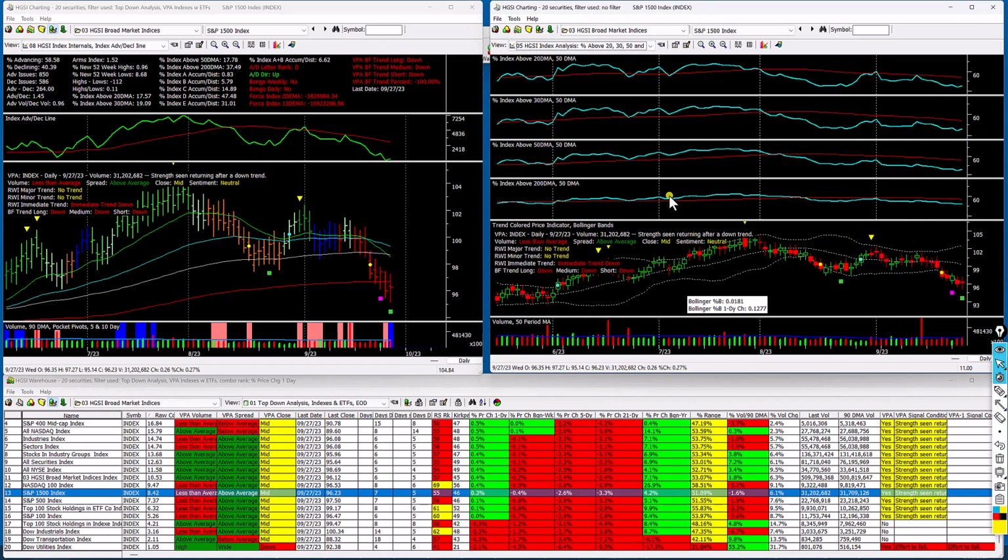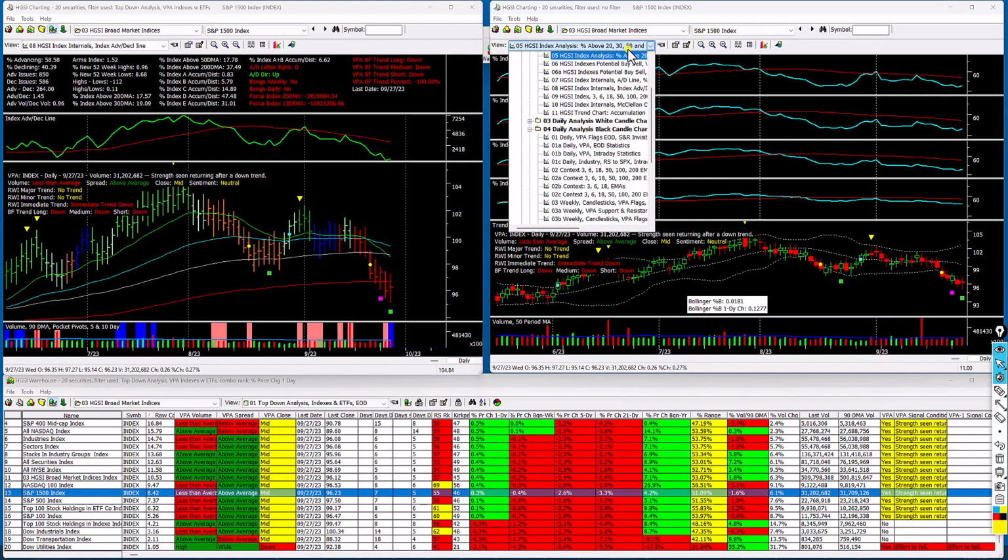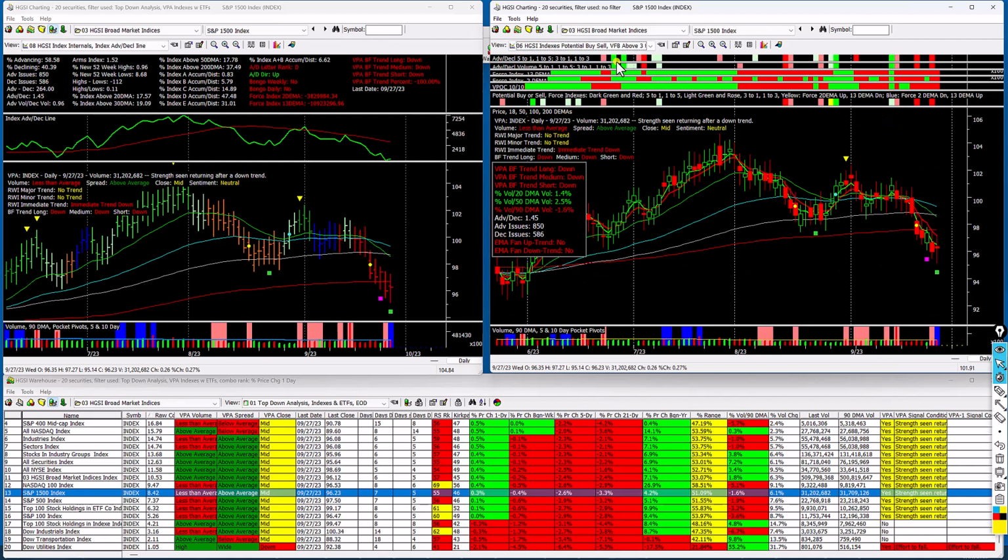Chart number 5, this is the percentage of stocks above their 20, 30, 50, and 200-day moving average. As you can see, these are all well below their 50-day moving average line, but there was a little tick up yesterday on 3 of the 4. So some slight signs of accumulation.